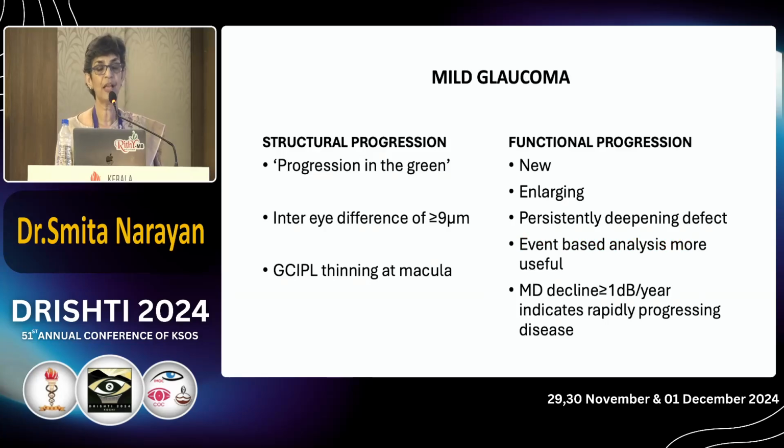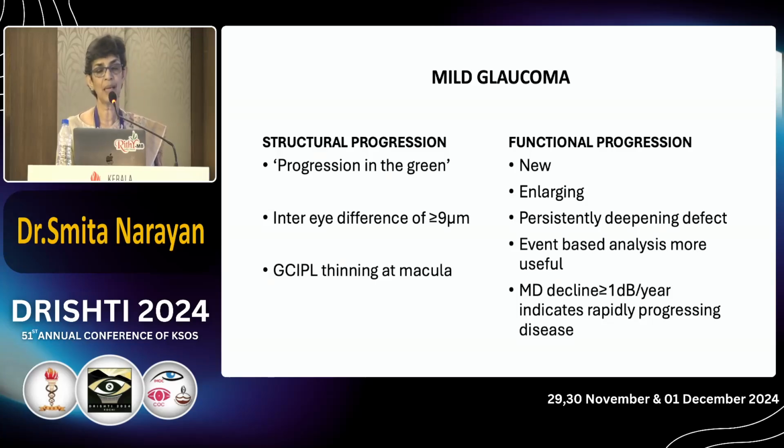So here we have to look for progression in green, meaning that all the sectors would appear green, and so we have to look at the actual values of the RNFL and then follow it up. An inter-eye difference of more than 9 micrometers is statistically significant for glaucoma, and we can combine it with the GCIPL measurement at the macula to make a decision.